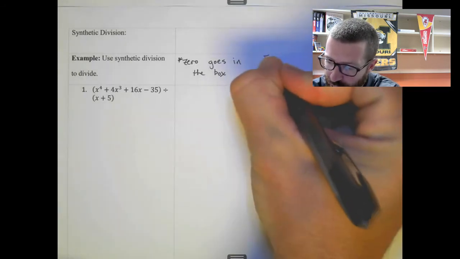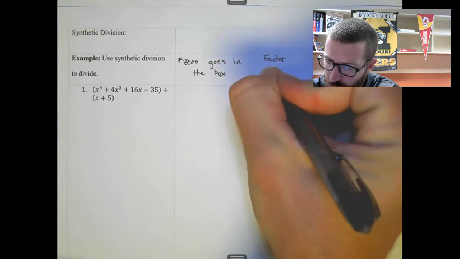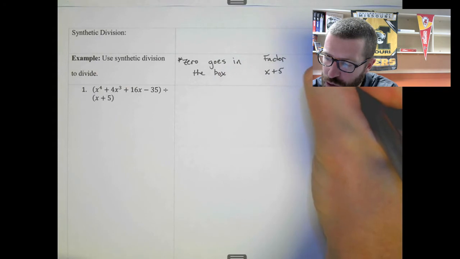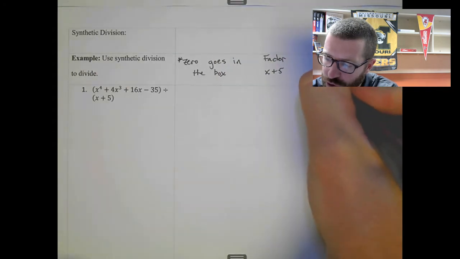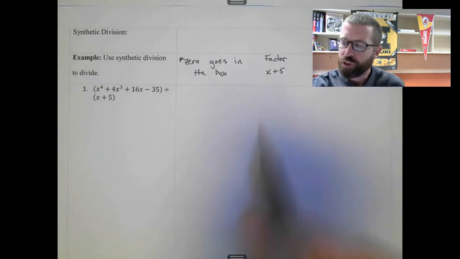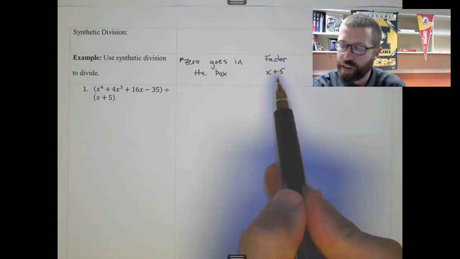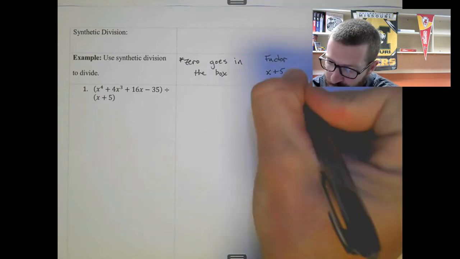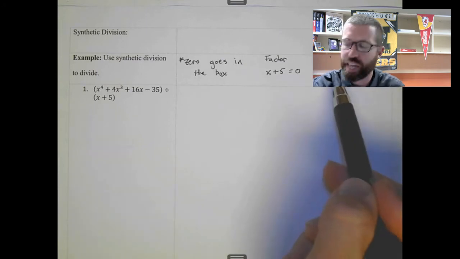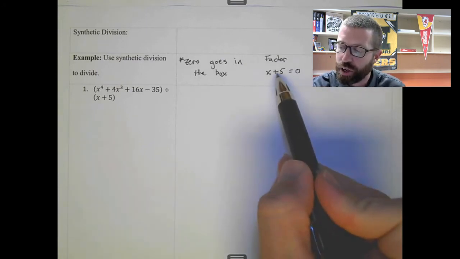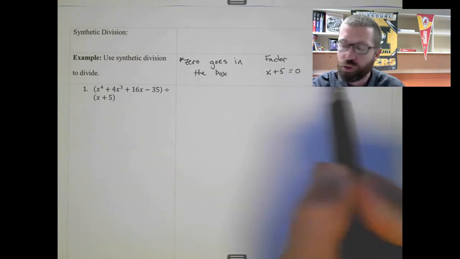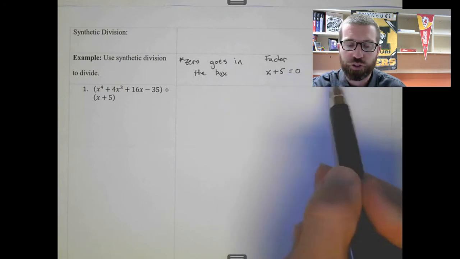So if this is a factor, and we'll use the one from the first example, x plus 5, then the 0 is x is equal to -5. Okay, so if I want to check and see if x plus 5 is a factor, I'm also talking about the 0, x is equal to -5, just by setting the equation equal to 0 and solving. So you should be able to go back and forth between these two things.